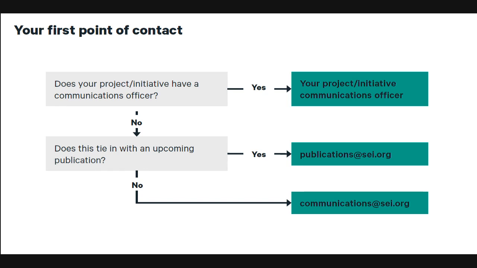If the answer to these 2 questions is no, we have a brand new inbox. It's called communications@sei.org. You should not be contacting this very often because in most cases you'll be able to contact your communications officer. But if you would like to make a request for some work that goes outside project time, then you can get in touch with the comms inbox and we can see what options we've got.